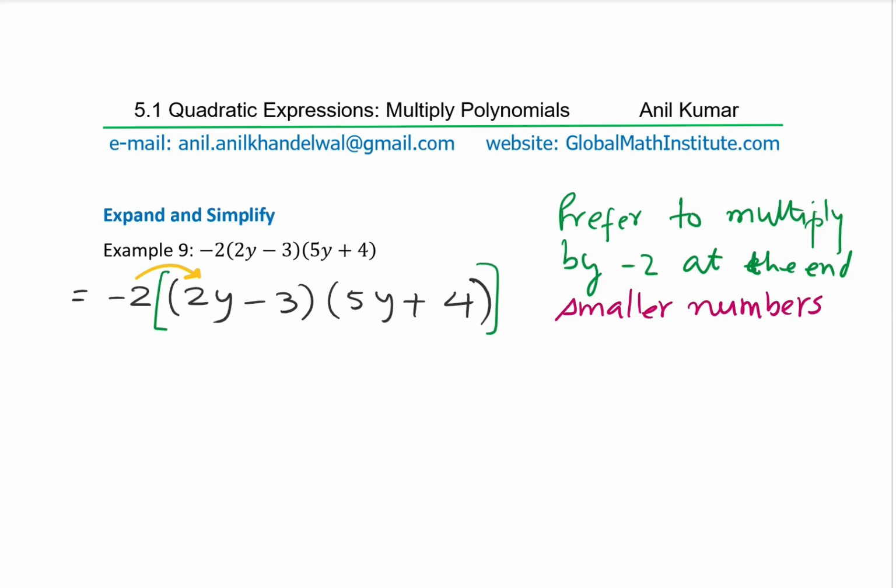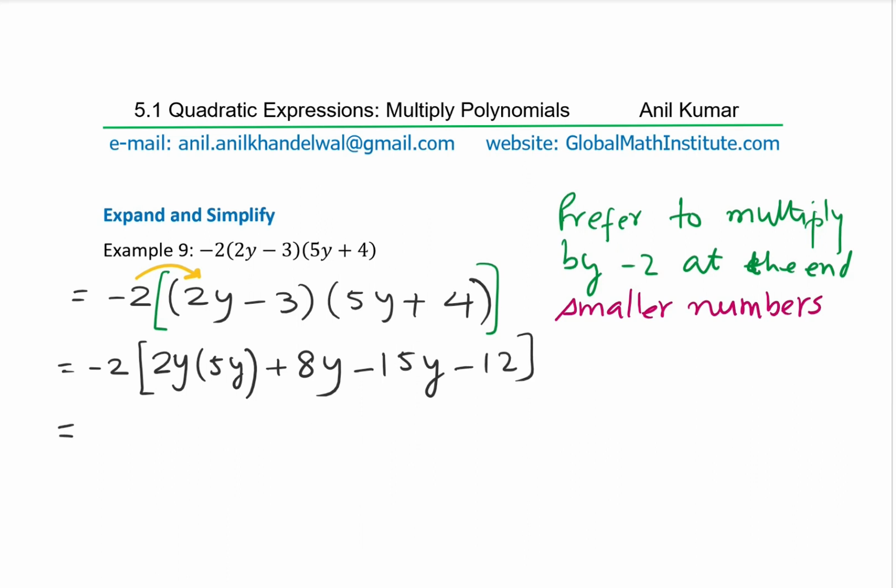Perfect. You'll appreciate it soon. So let's keep this minus 2 outside and we'll multiply the inside terms with distributive property. So we'll write this time as 2y times 5y. Let's not think it's complicated. 2y times 4 is 8, so plus 8y. Minus 3 times 5 is minus 15y. Minus 3 times 4 is minus 12.